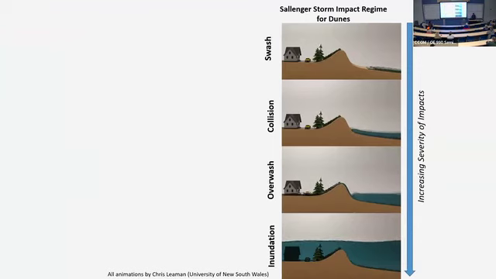Just diving into a little bit in terms of the fundamentals and how we approach research on this topic. There's a nice conceptual model from a paper by Abby Sallenger in 2000 that lays out 4 different regimes that we typically think about from dune impacts from water. The swash regime is when you go out to the beach, there's water on the beach, you have areas you can lay down your towel, that's sort of a typical sunny day.